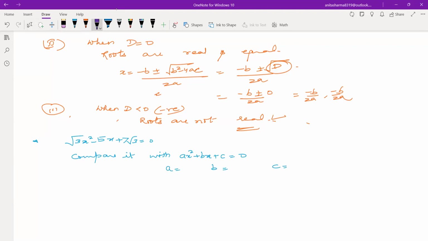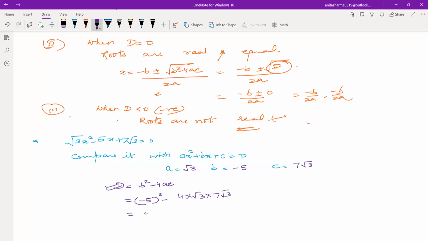A is root 3, b is minus 5, c is 7 root 3. Very good. Yes. Now, nature of the roots: for finding the nature of the roots, you will calculate b square minus 4ac, the discriminant. Because all the cases are based on this D only. So b is minus 5 whole square. A is your root 3 and c is your 7 root 3.